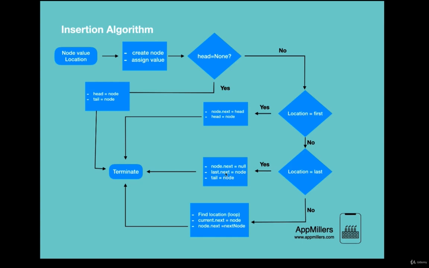Then we need to create a connection between tail and node. So here we are setting the tail reference to node. And with this, the newly created node is added at the end of the linked list. Now let's see how this part of the algorithm works in a real life example.